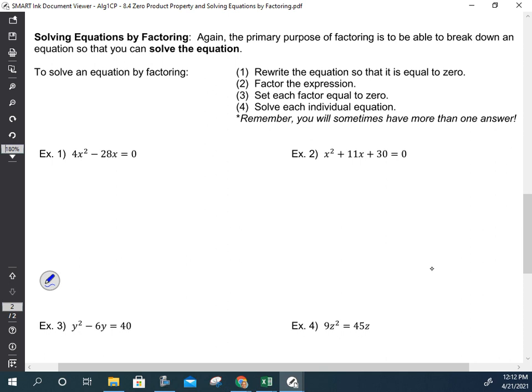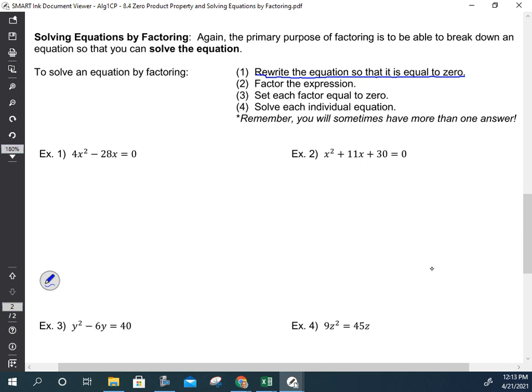These steps go pretty quickly depending on how well you know how to factor and how well you know how to solve an equation. So it might take Landon less time than it does Kalani, and that's okay. The steps are still the same. First step is to rewrite the equation so that it equals 0. So I'm going to go through example 1 step by step. All you need to do is follow along and, of course, copy the example.